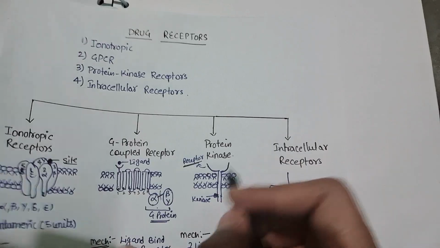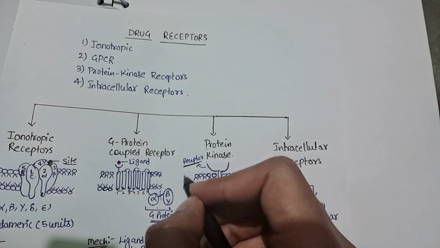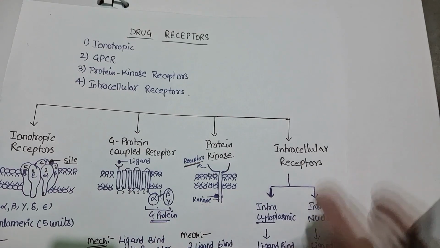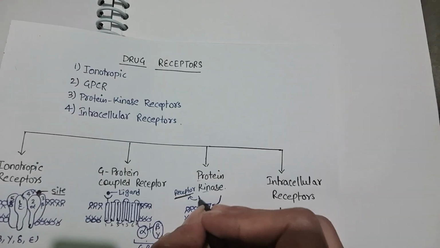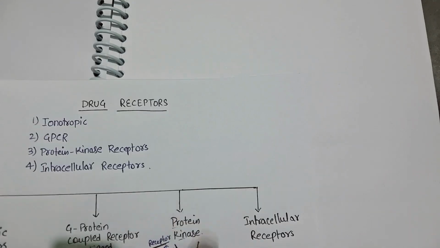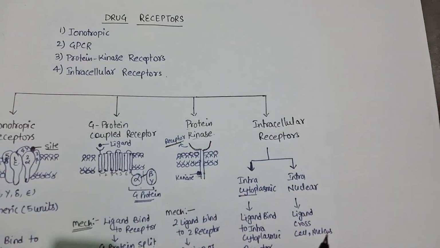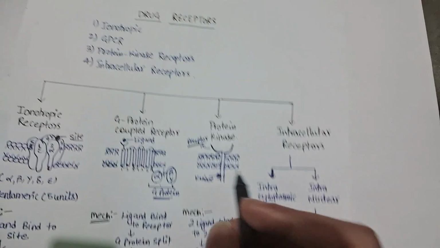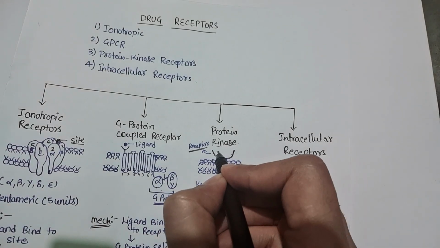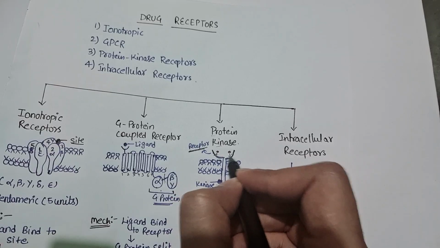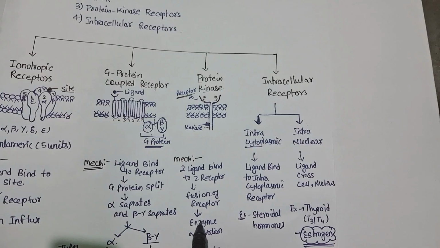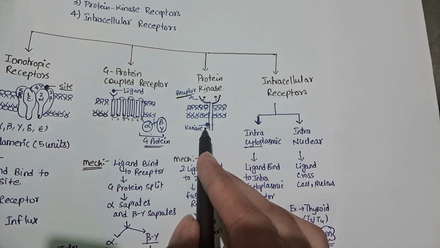The protein kinase receptor. Here the word protein is for the receptor, and the word kinase is for the enzyme. Look here, you can see these are two arms of the receptor. You will see the mechanism and you will understand. Whenever two ligands bind to two receptors, the receptors will fuse, and then the enzyme will be activated. The kinase will cause phosphorylation and activate it.